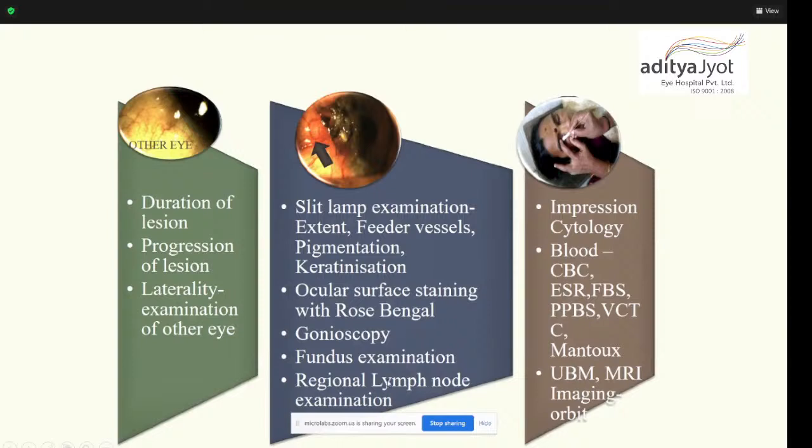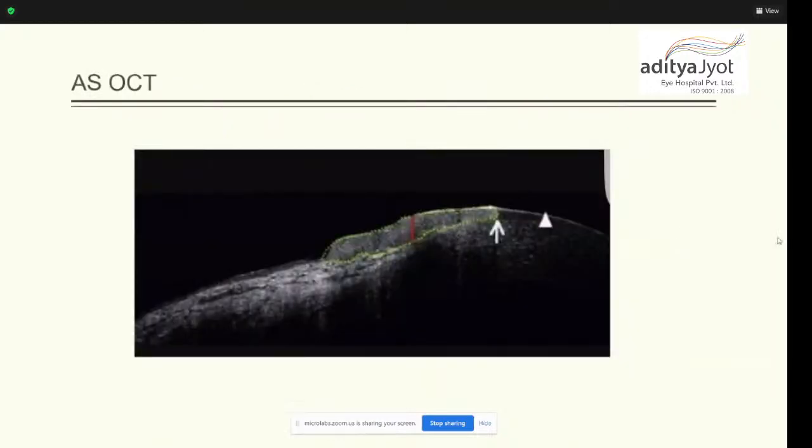The regional lymph node examination has to be done, and then impression cytology. If it's a very early OSSN, you can do an impression cytology. Otherwise, excision biopsy is the gold standard, and you have to stick to excision biopsy. So that's the anterior segment OCT of an OSSN. You can see the hyperreflective epithelium here, and nowadays anterior segment OCT is actually a paradigm shift in the management of OSSN. You can see the extent of involvement also, how much depth is involved.